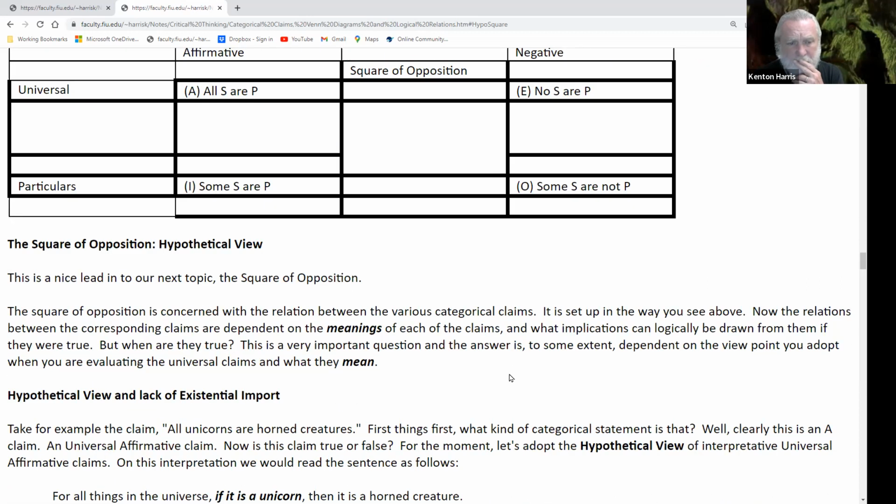But notice though, there's a difference between what's called the hypothetical view and the existential view of these universal claims. And I talked about this a little bit in the earlier lecture we did on language and ontology, and whether or not we should interpret universal claims as making a hypothetical claim. If anything is a unicorn, then it would be a horned animal.